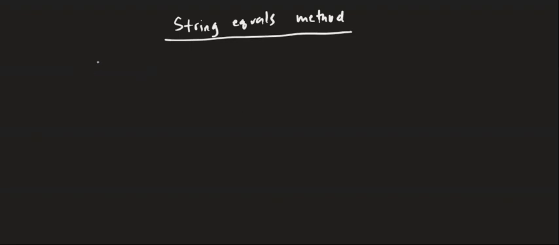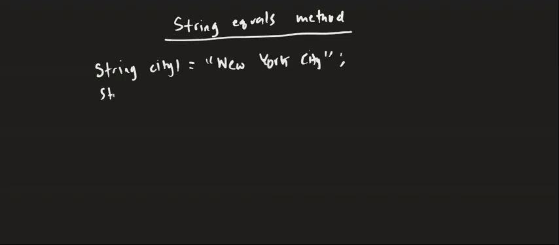So let's give you an example. So we have string city1 is equal to New York City, and string city2. You can have spaces in your variable names, keep that in mind. If you want a space, you can write an underscore. City2 is London.